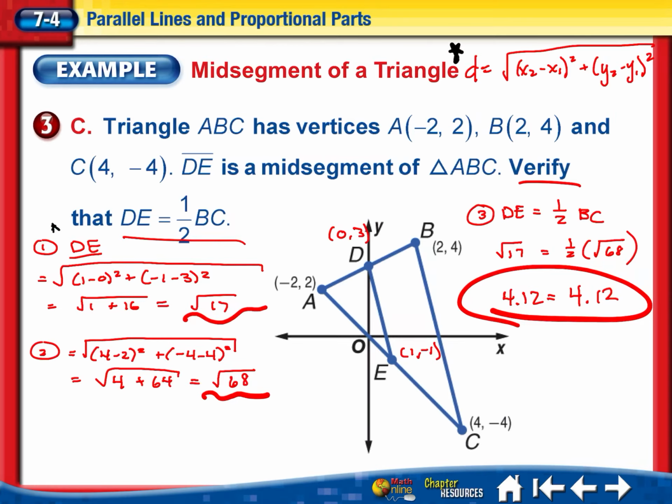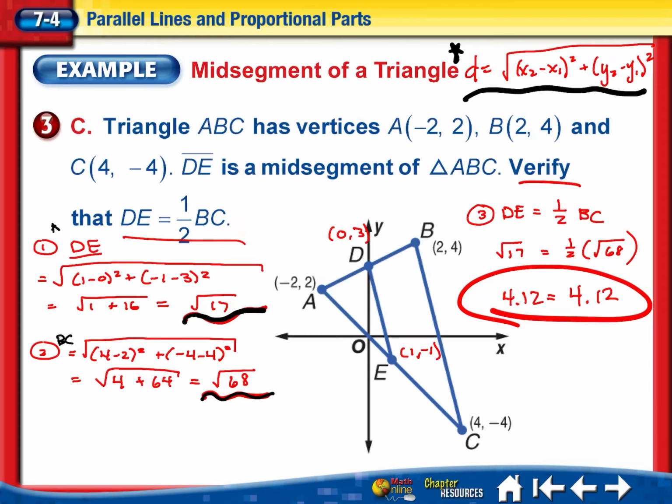So x sub 2 minus x sub 1 squared plus the quantity y sub 2 minus y sub 1 squared, and then the square root of all of that. So we have all the coordinates, so substitute everything in. We found that D to E was the square root of 17, and B to C is the square root of 68.